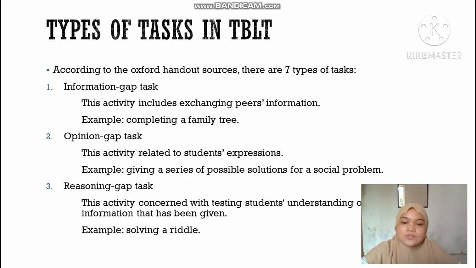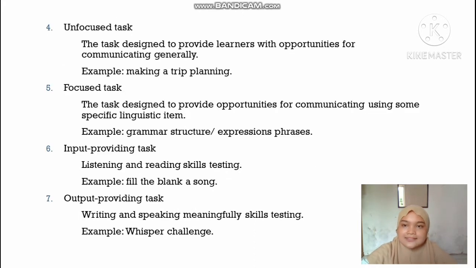Then reasoning gap test. This activity concerns testing students' understanding of information that has been given. For example, solving a riddle or guessing a cue. Next, unfocused test. The test is designed to provide learners with opportunities for communicating generally. For example, making a trip planning.